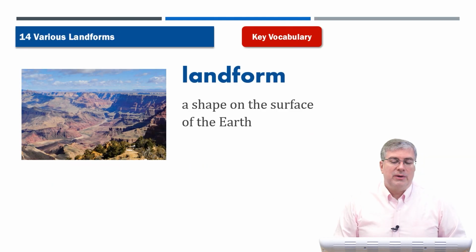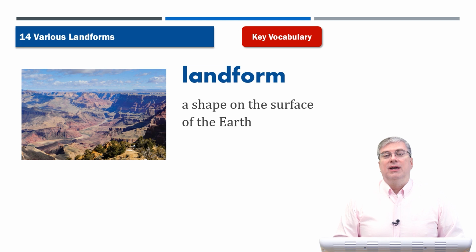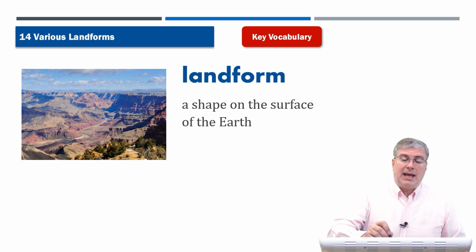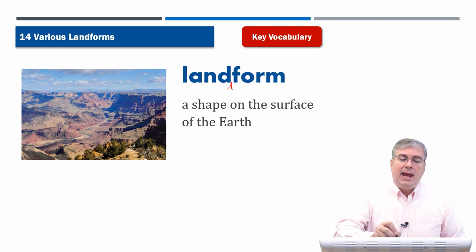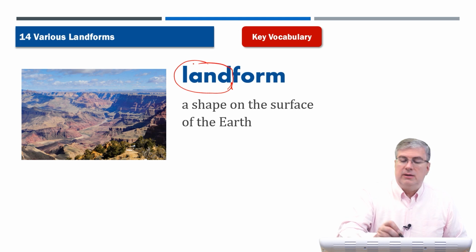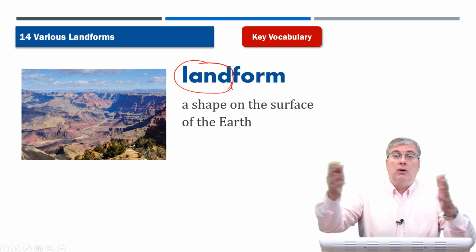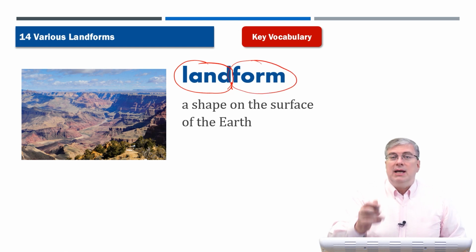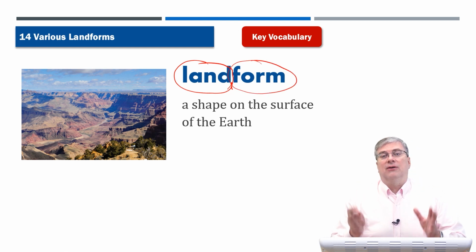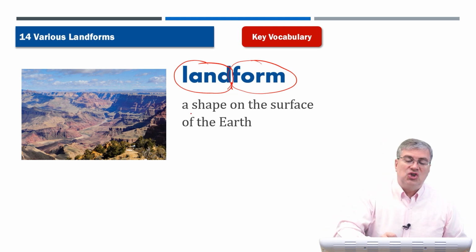As usual, we start with the vocabulary, and we have the first word here, landform. I mentioned that in the introduction of this lesson. What is a landform? Well, it has two words combined to make one word, and we know what land is. Land, of course, is the earth. You look around, you see the land. Form, of course, means shape. So the land has many different shapes. It's a shape on the surface of the earth.